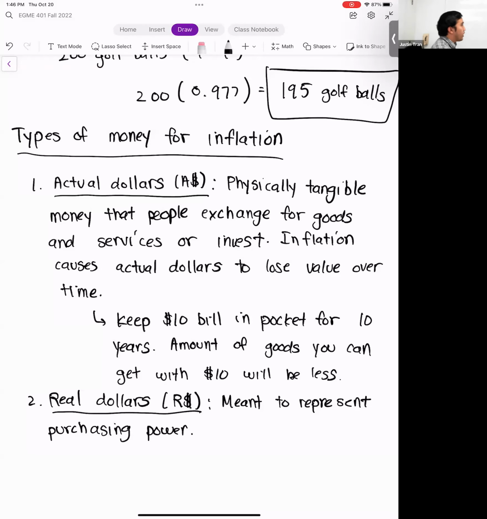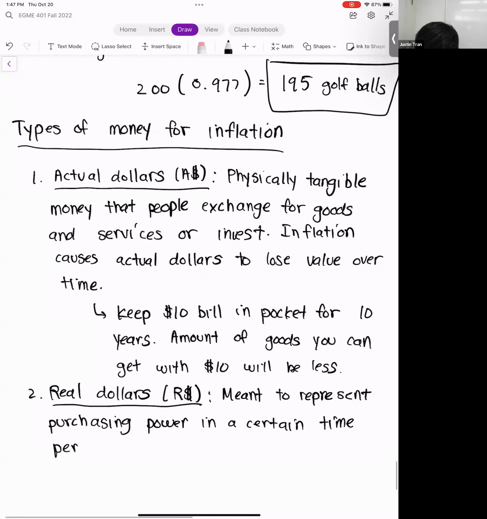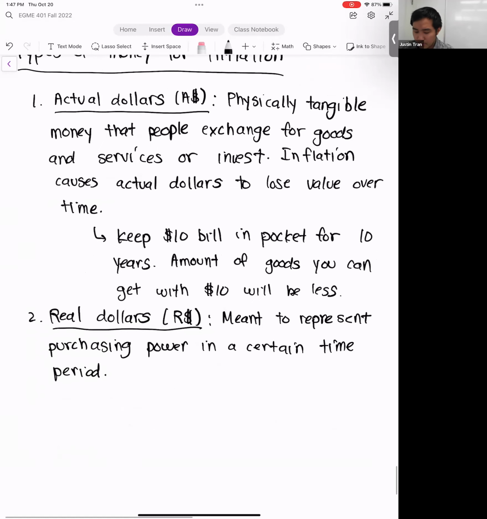What's important for real dollars that's different from actual dollars is that you have to give a time basis, or you have to define what time period that real dollars represents. And the way that we define this is through what's called the time base.